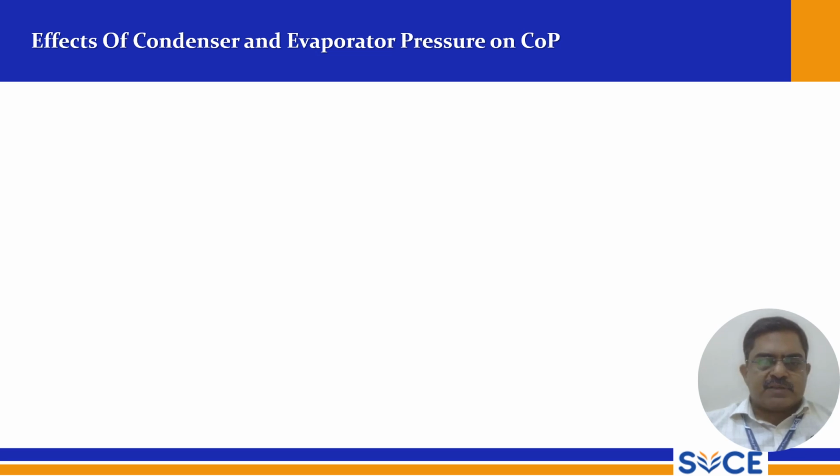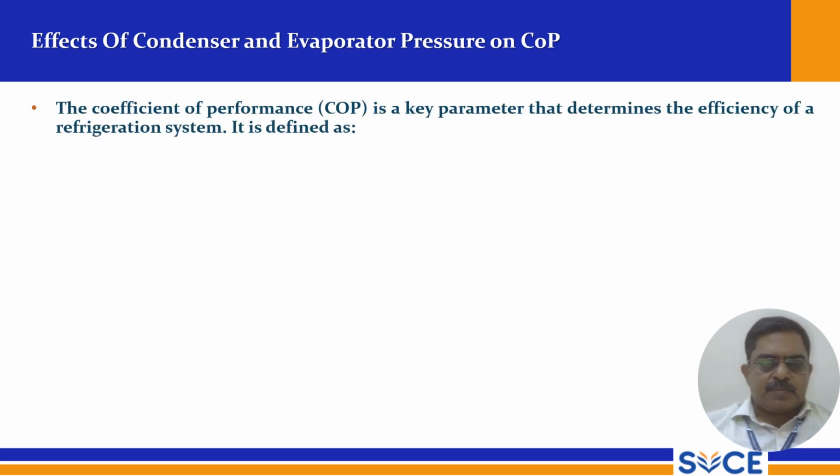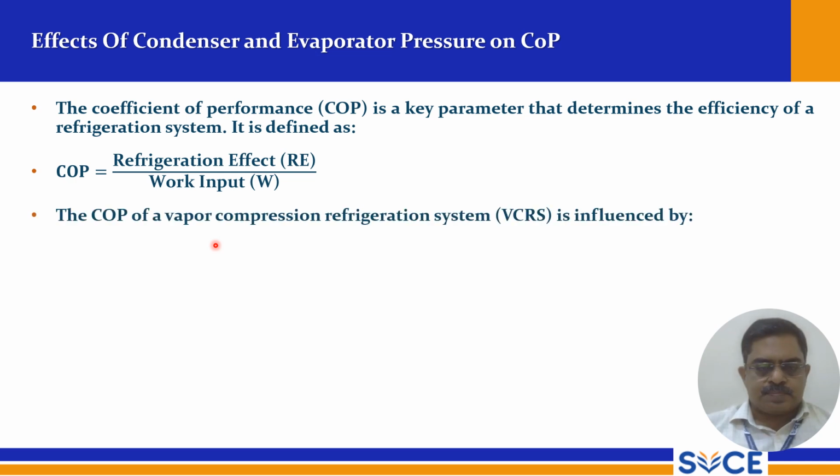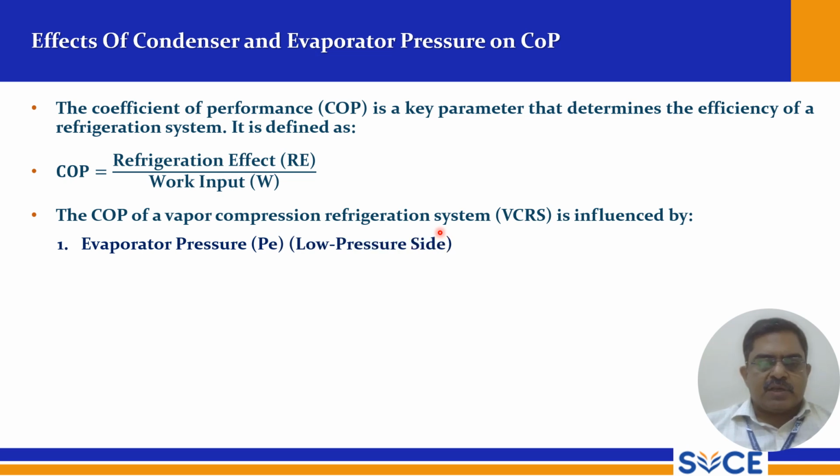So, effects of condenser and evaporator pressure on COP. The coefficient of performance, COP, is a key parameter that determines the efficiency of a refrigeration system. It is defined as refrigeration effect RE divided by work input. So the COP of the vapor compression refrigeration system is influenced by evaporator pressure, that is known as PE.